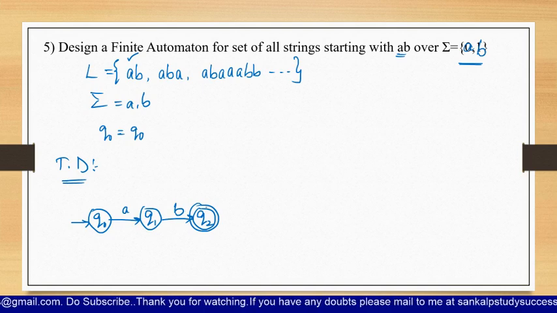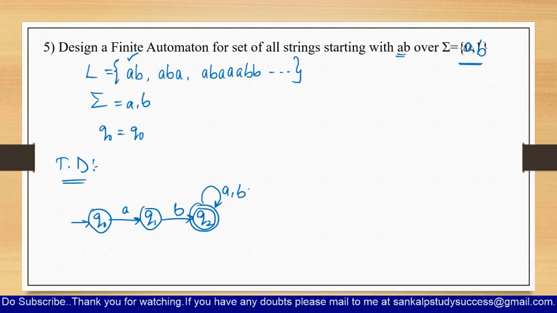What about the end of the string? The end of the string can be any combination of A and B, because there is only a restriction at the start of the string, that is AB. The end can be any number of combinations of A and B. So it is true. But what if it is starting with B? That means what about a string starting with B? It should not reach the final state.